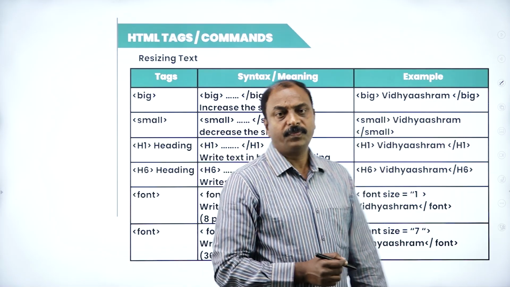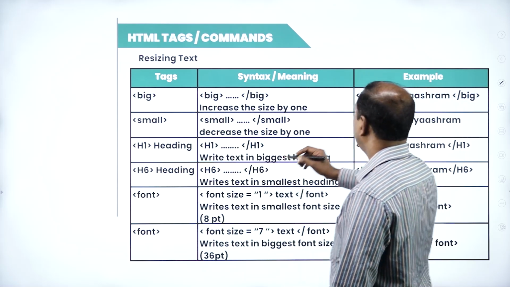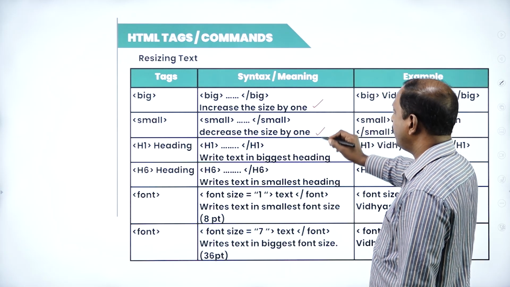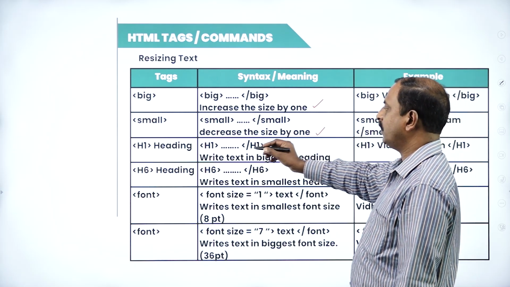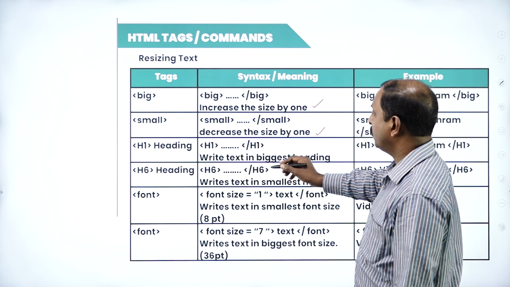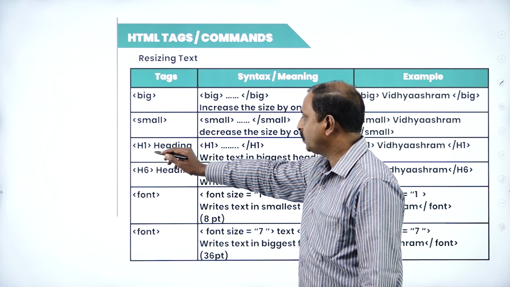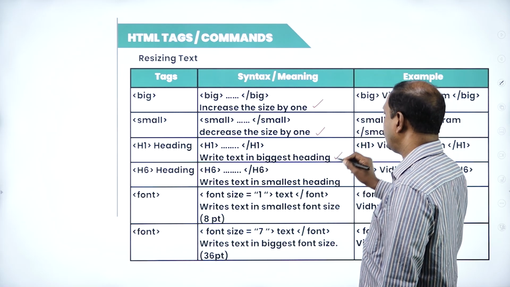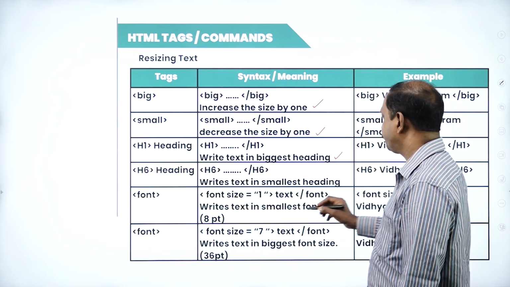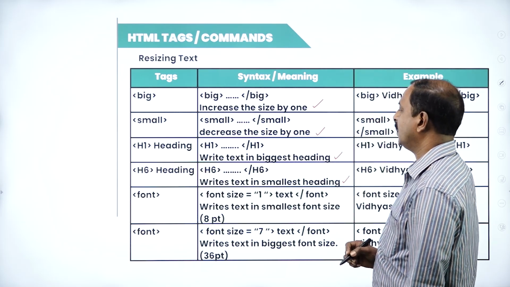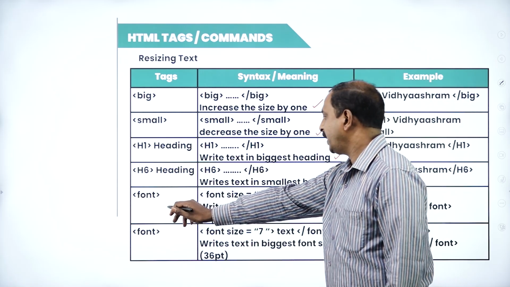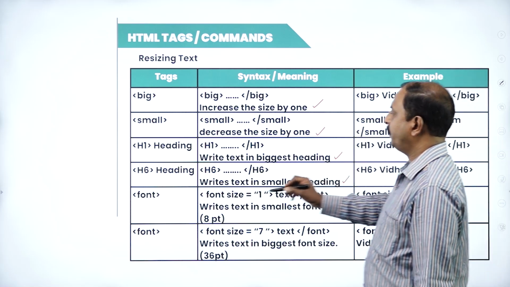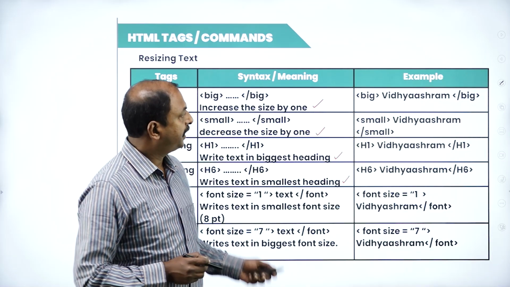Now, there are other different tags here. One is big, which increases size by 1, and small, which decreases size by 1. Then the heading tag, which you have seen in the head tag. There are 6 levels of heading, H1 to H6. H1 is the biggest heading and H6 is the smallest heading font. And then the font tag. These are the examples for different HTML tags.